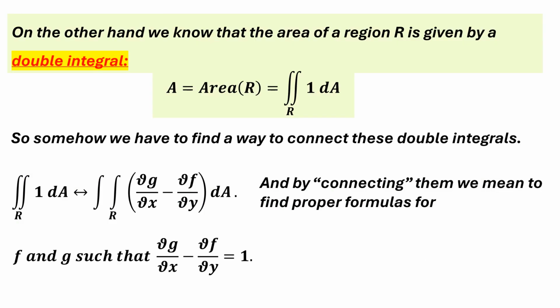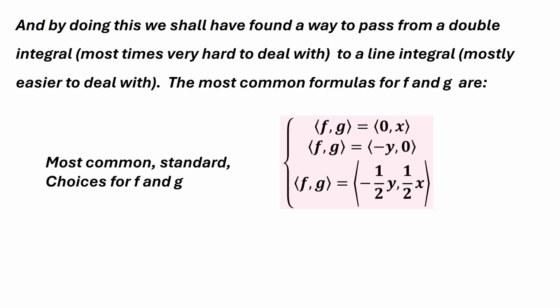On the other hand, we know that the area of a region R is given by a double integral. This double integral is calculated over the region R, and A represents the area of region R. So somehow, we have to find a way to connect these double integrals. And by connecting them, we mean to find proper formulas for f and g, such that the partial derivative of g with respect to x, minus the partial derivative of f with respect to y, equals 1. And by doing this, we shall have found a way to pass from a double integral, most times very hard to deal with, to a line integral, mostly easier to deal with.